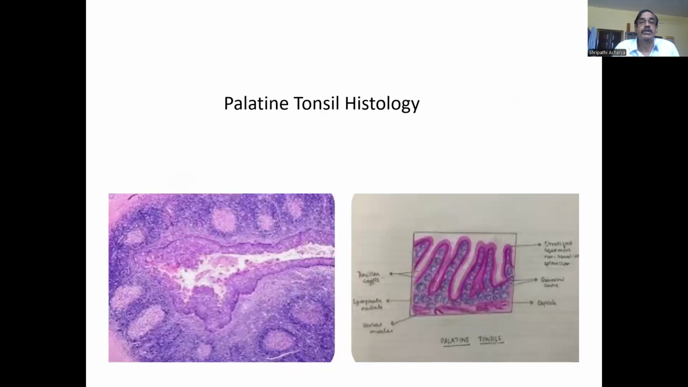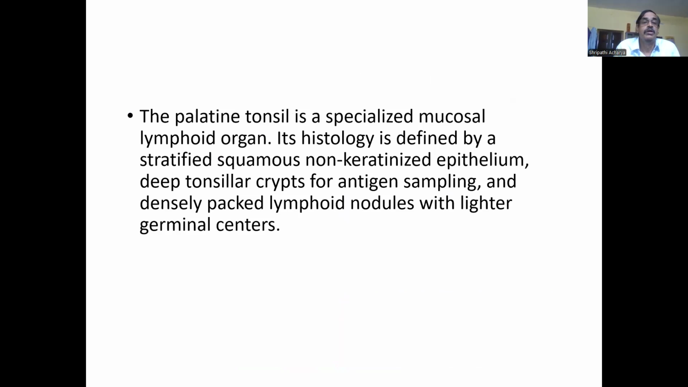Next, palatine tonsil histology. Palatine tonsil is a specialized mucosal lymphoid organ. Its histology is defined by a stratified squamous non-keratinized epithelium, deep tonsillar crypts for antigen sampling, and densely packed lymphoid nodules with lighter germinal centers.